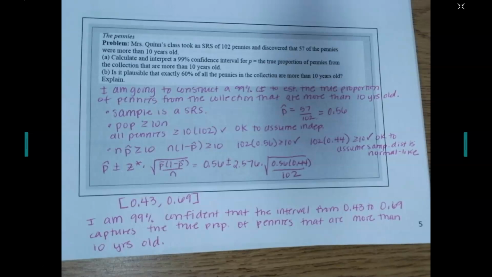And then state your conclusion. I am 99% confident that the interval from 0.43 to 0.69 captures the true proportion of pennies that are more than 10 years old.